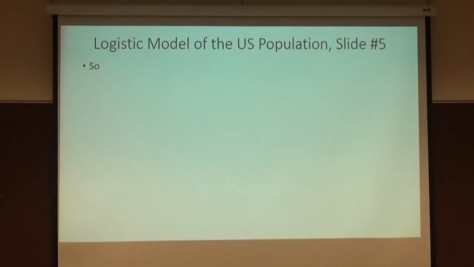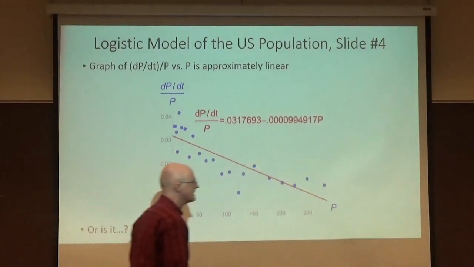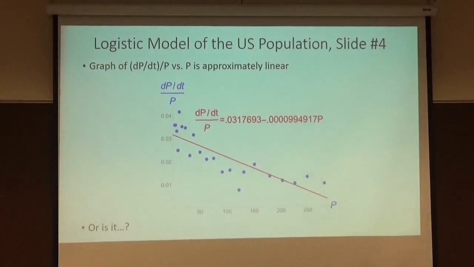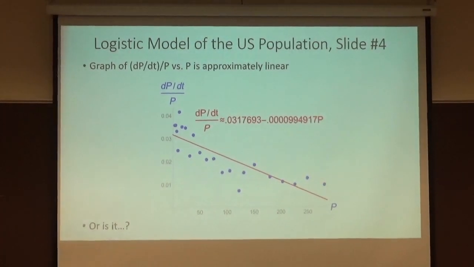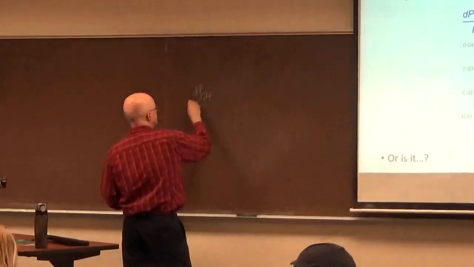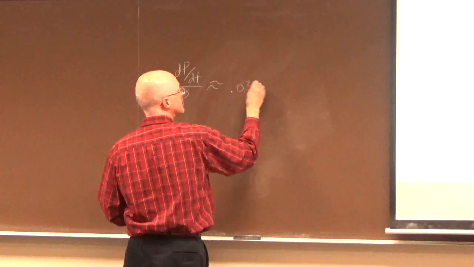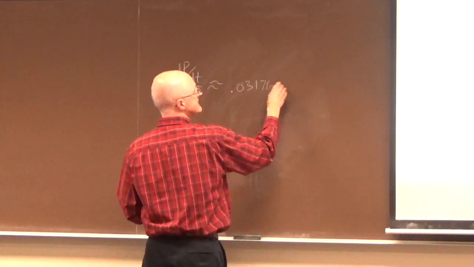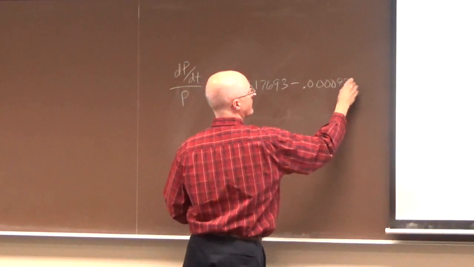So here's where I want to estimate K and L. Again, from the previous slide, dp dt over p is approximately 0.03179693 minus 0.0000994917.